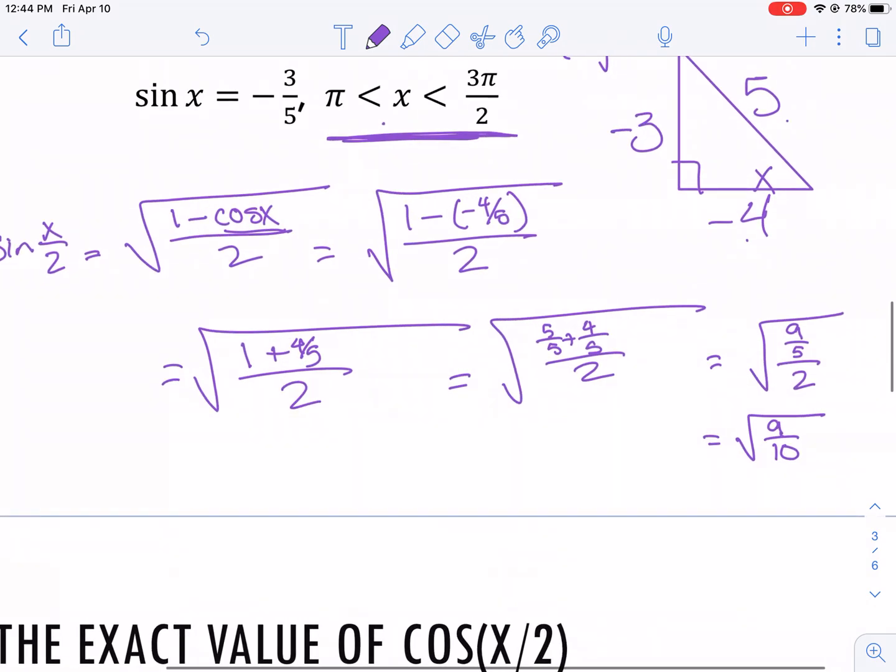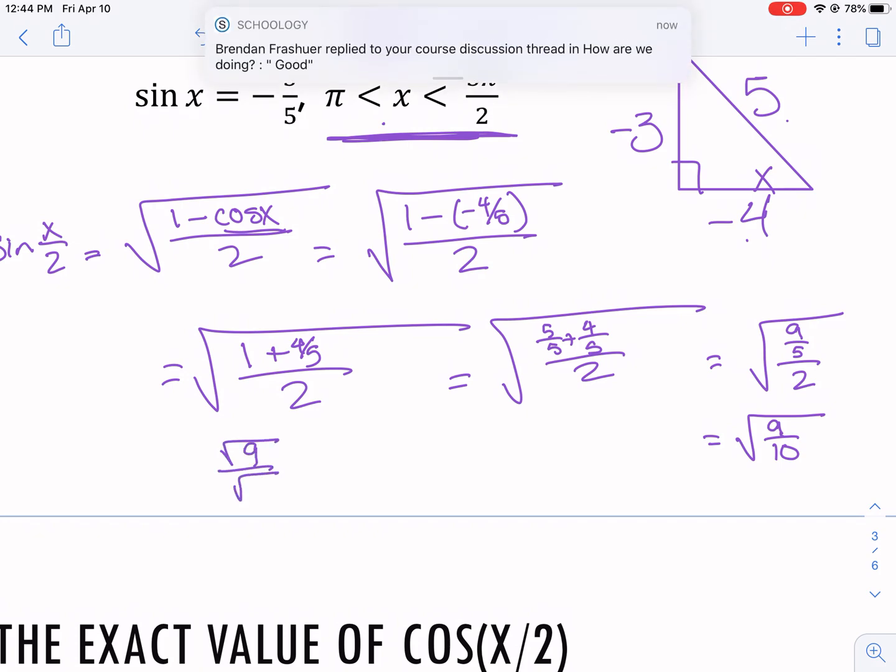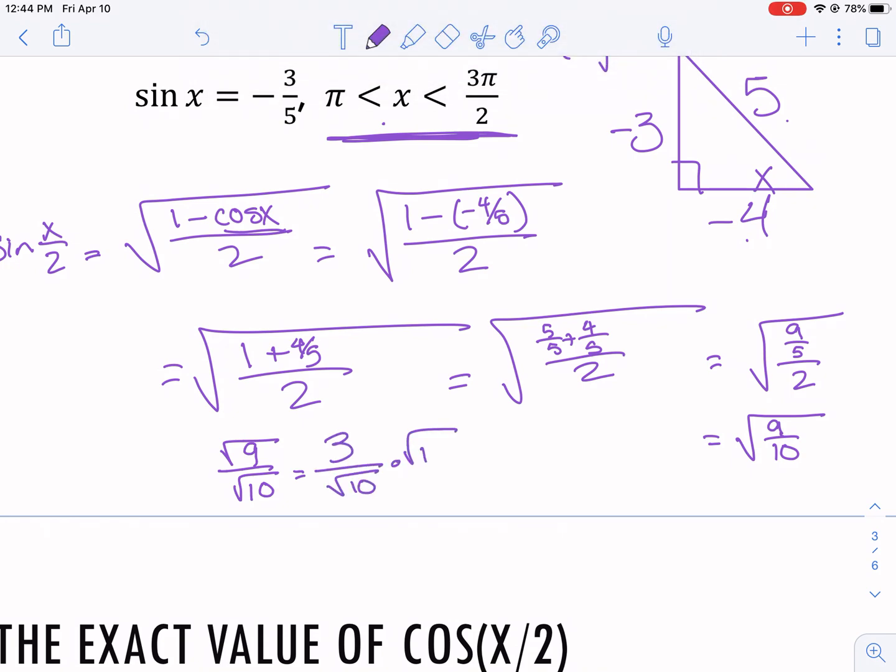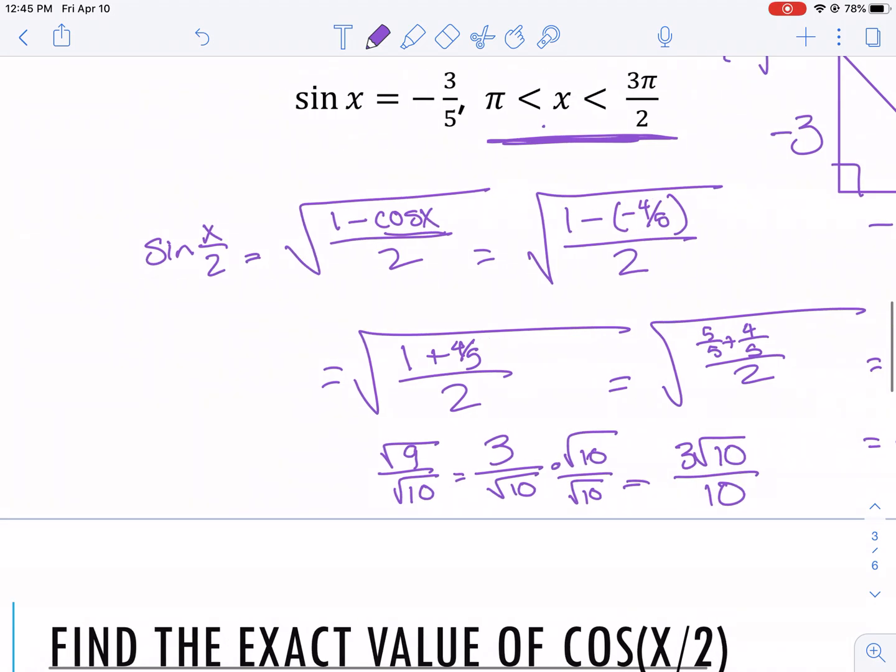And so if you think about our simplifying, it becomes the square root of 9 over the square root of 10. So 3 over the square root of 10, which I think the assignment has the denominators rationalized. So it would be 3 square root 10 over 10, okay? That's what it looks like.